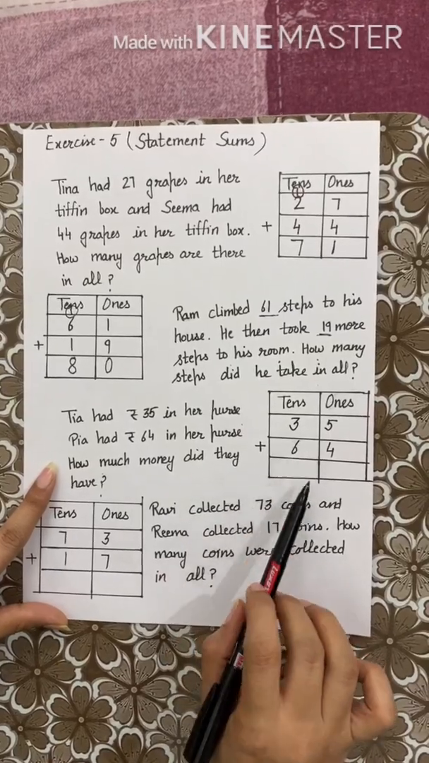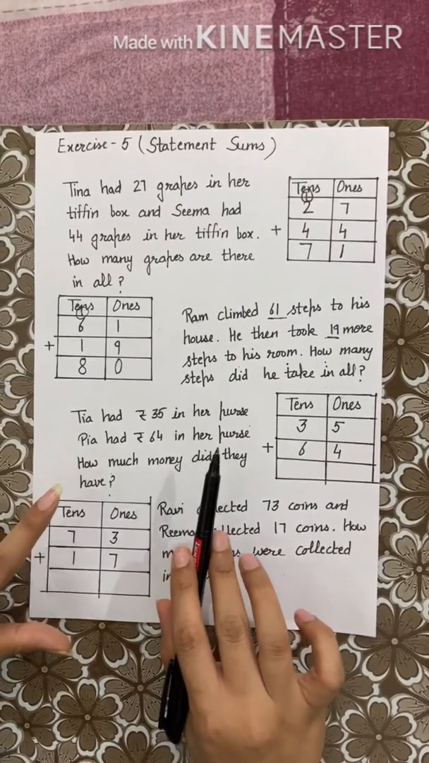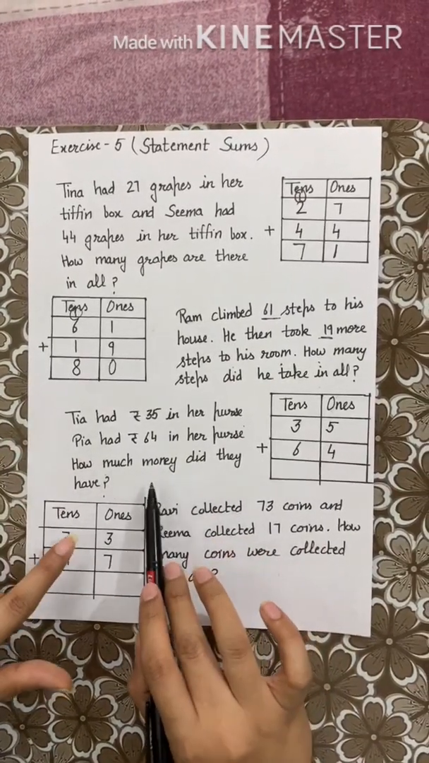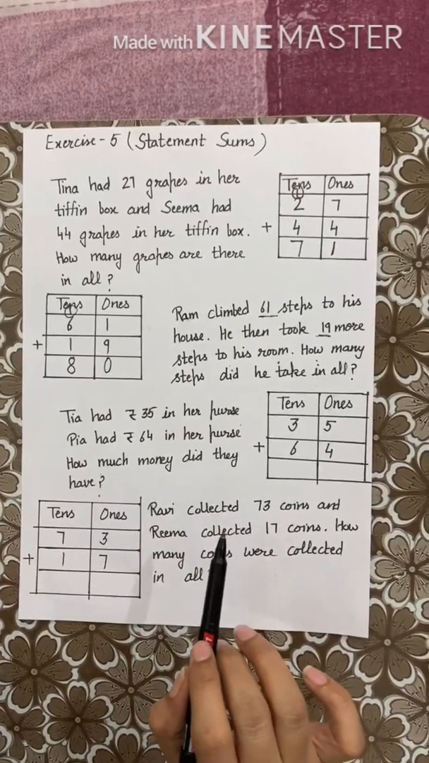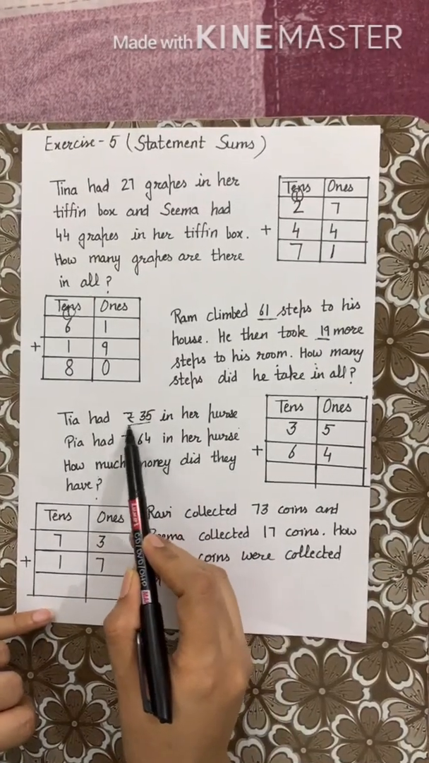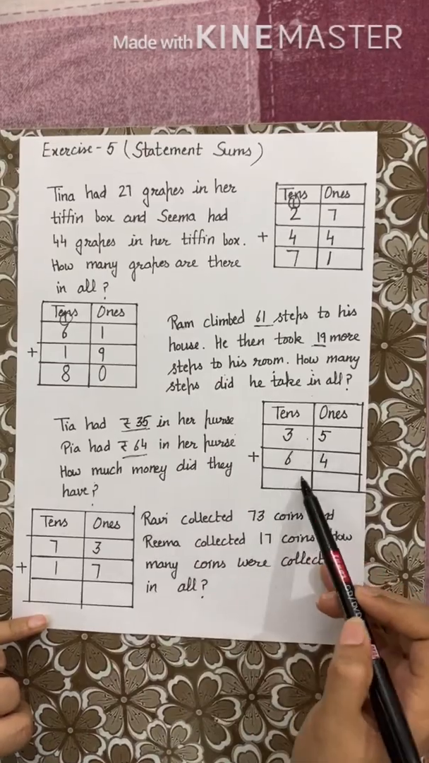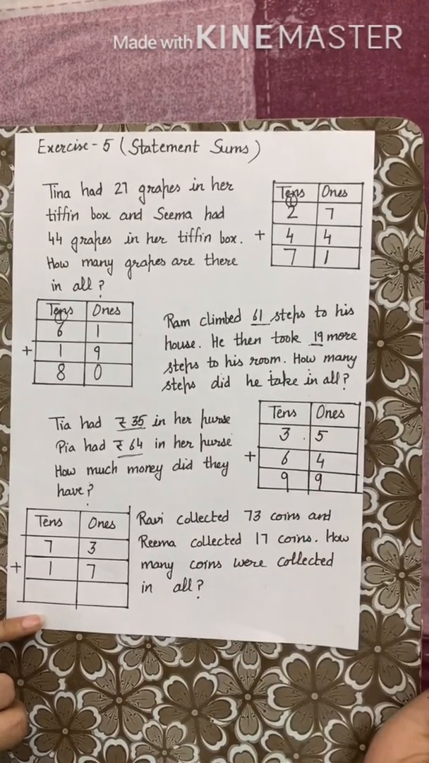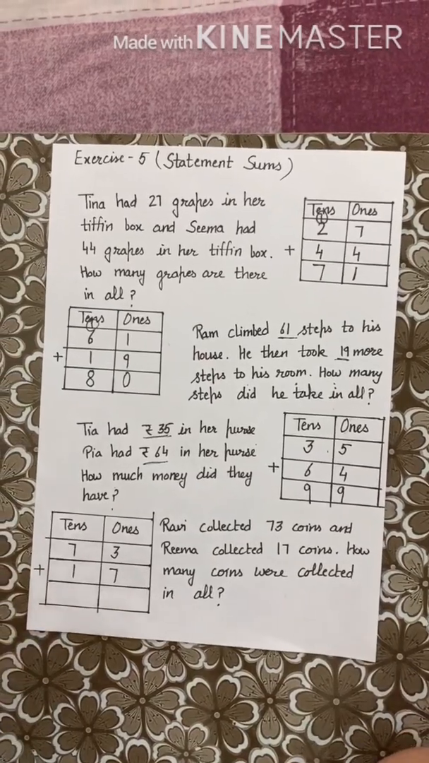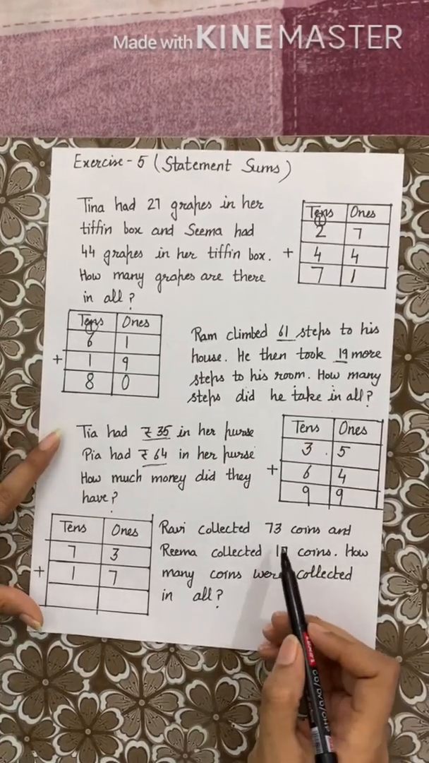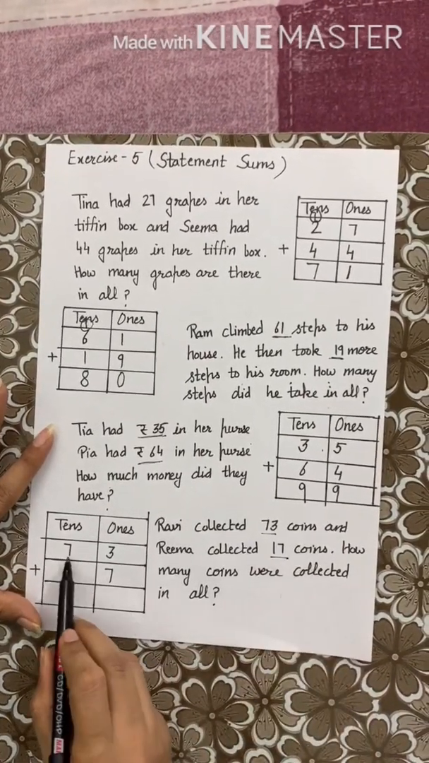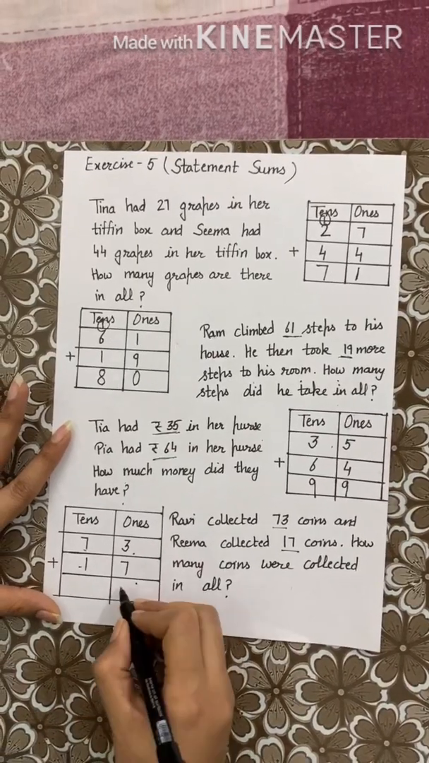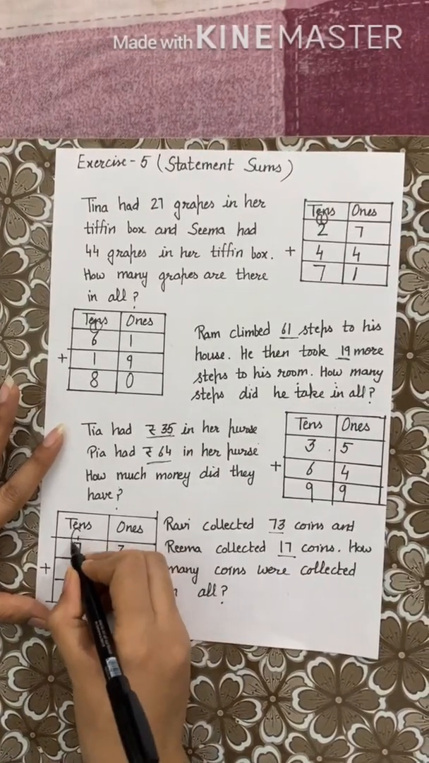That means we need to add both of them. Both of them were having money and we need to add the total amount of money they had. So simply I have written 35 and 64 in the columns here, and then I'm going to add them. This is the way of doing it in your books. That means simply you are noting down the figures in the space provided and then you are adding them.